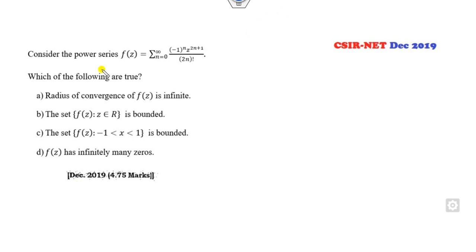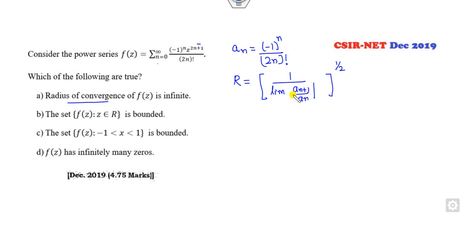Okay, look at this another one. Consider the power series, find the radius of convergence, bounded, infinity. Okay, so if you compare, a_n is minus 1 raised to power n over 2n factorial. So how can you find the radius of convergence? Because it is z raised to power 2n, I can write it as 1 by 2. Because it's a factorial, I can use a_(n+1) over a_n.